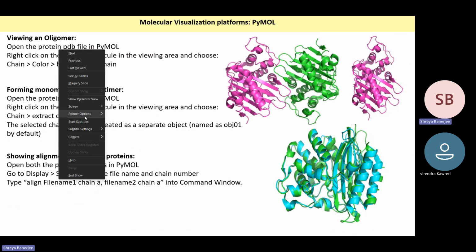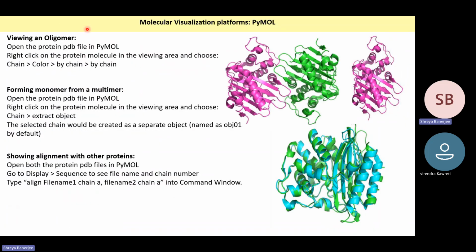Other things that can be done in PyMol is, suppose you have an oligomer. What I just showed was a protein with a single chain. An oligomer means that there are multiple chains. That also can be viewed in PyMol. You can view the chains separately, and you can change the color of each chain separately. All that can be done.